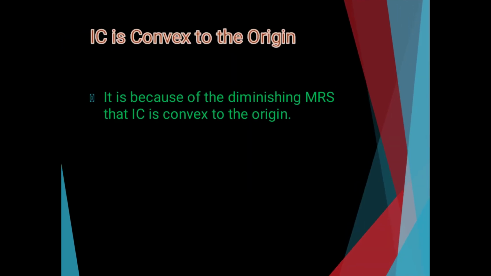The second property is that the indifference curve is convex to the origin. The indifference curve is convex to the origin because of the diminishing marginal rate of substitution, or the slope of the indifference curve. In order to gain an additional unit of good 1, the consumer is prepared to give up less and less units of good 2. This causes the diminishing marginal rate of substitution, and accordingly our indifference curve is convex to the origin.